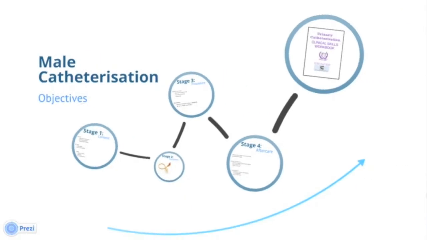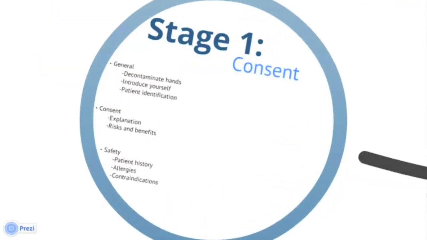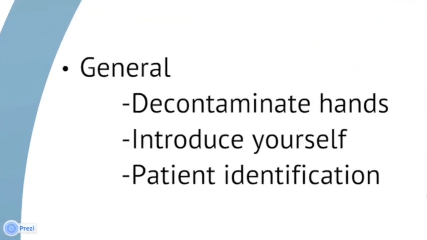To aid you in your learning, we'll be breaking this process down into 4 separate stages. Stage 1 involves obtaining consent from the patient. When you enter the patient environment, you must decontaminate your hands, introduce yourself, and identify the patient using name, date of birth, and hospital number. This should be done by checking the patient wristband against an official hospital document, such as the patient's notes.